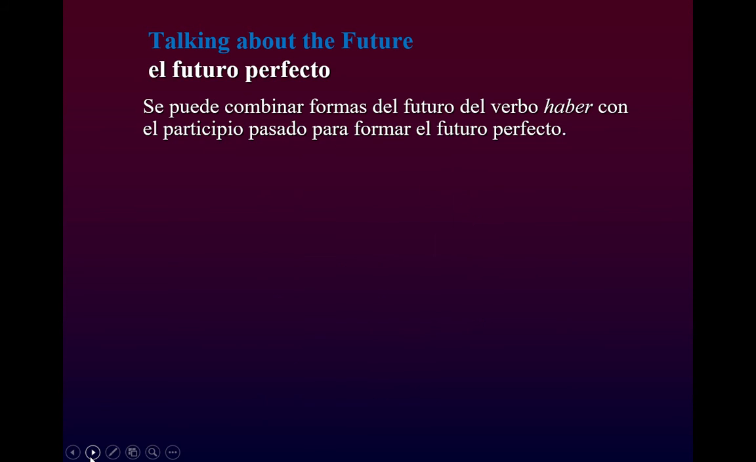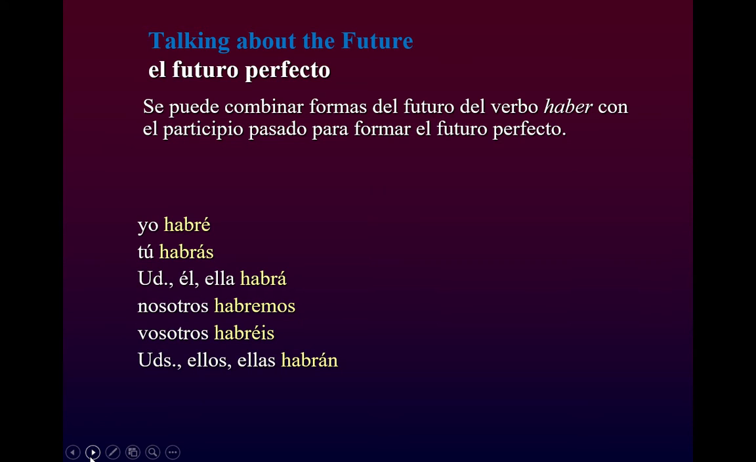Ahora vamos a aprender el futuro perfecto. Let's talk about the future perfect. This is just going to be a simple step for you to understand and to use the future perfect. Se puede combinar formas del futuro del verbo haber con el participio pasado para formar el futuro perfecto. So we can combine forms of the future of the verb haber. So we can take the verb haber and use that verb in the future and combine it with past participles that you've already learned in order to form what we call the future perfect. So let's take a look at this.